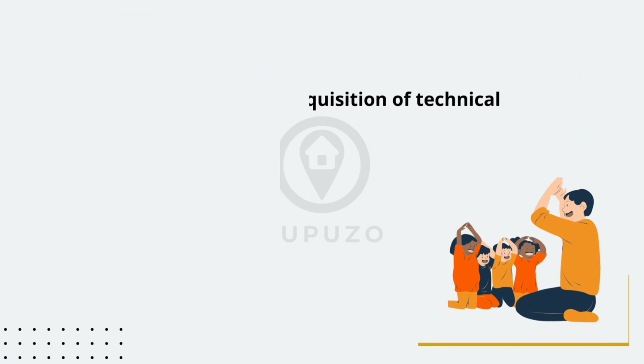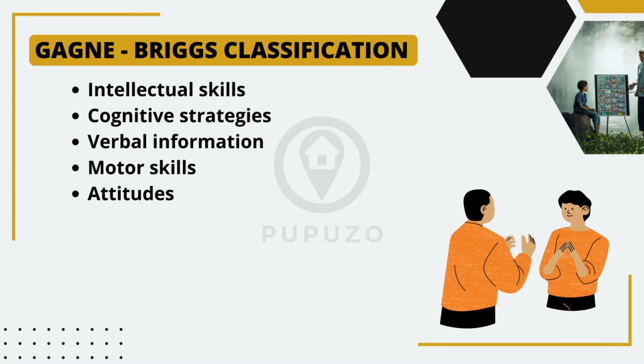Another notable classification of objectives is GAGNE and BRIGGS taxonomy, which expands on Bloom's cognitive domain. It includes objectives related to intellectual skills, cognitive strategies, verbal information, motor skills, and attitudes. This classification provides a more detailed framework for instructional planning and assessment.